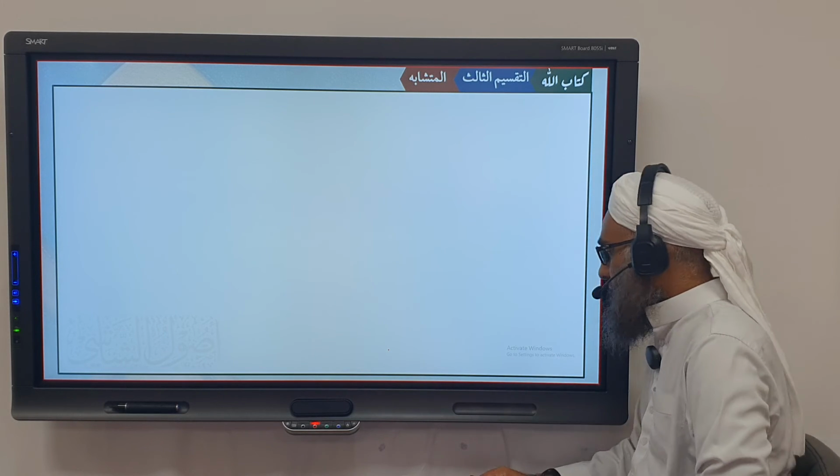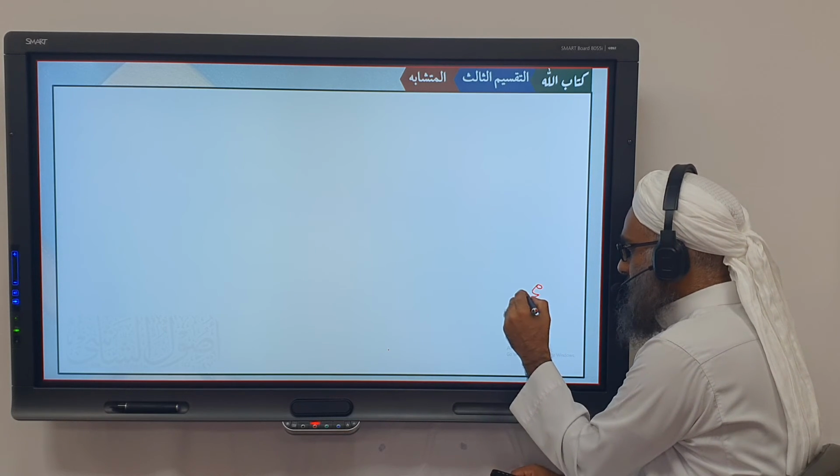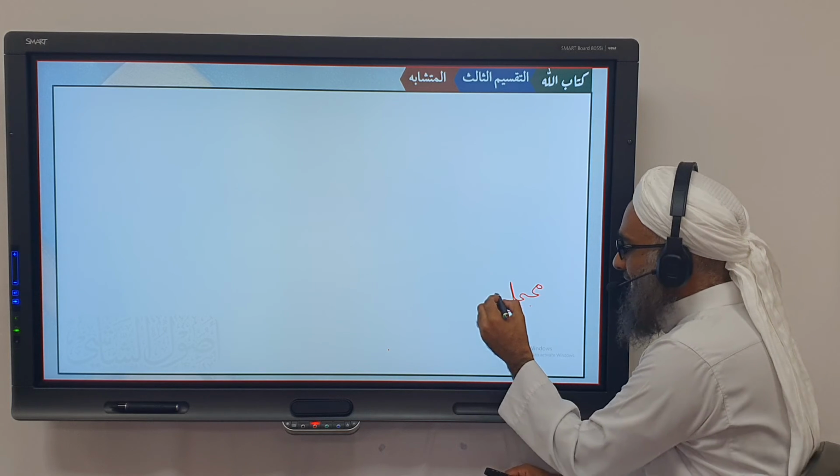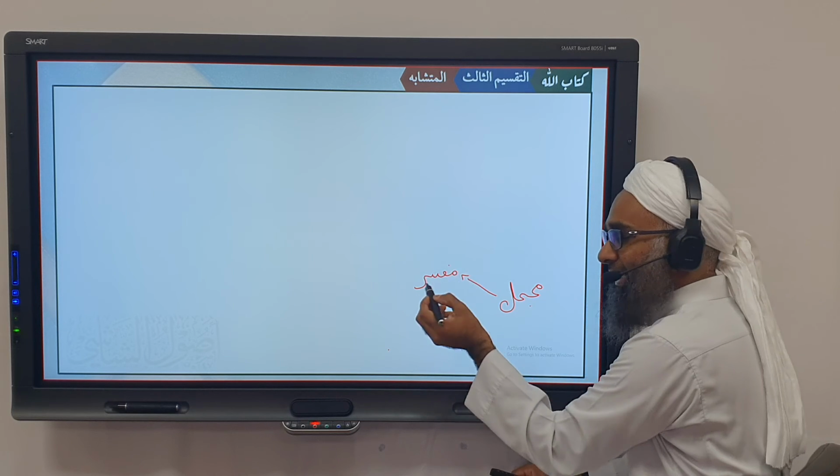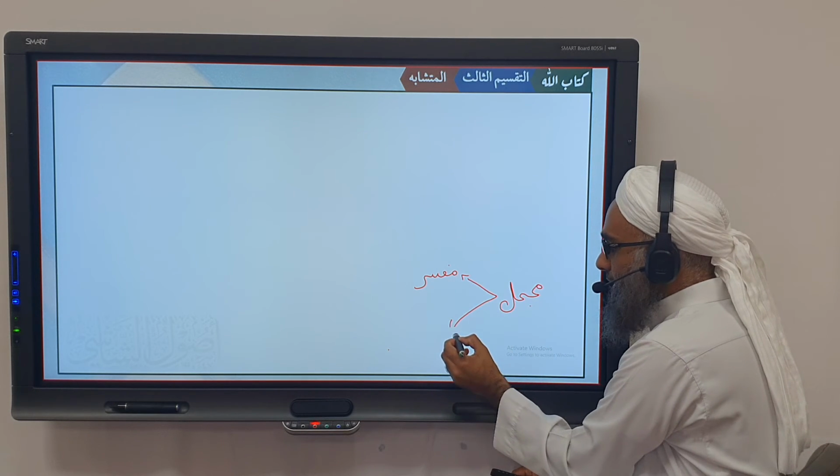So let's say for example we have a mujmal. Now if the bayan comes, it moves over to mufassar. So from being unclear, it goes over to being clear. And if there's no bayan, it becomes what?